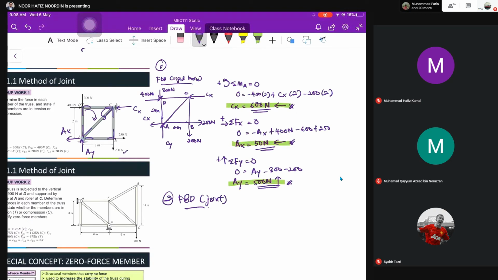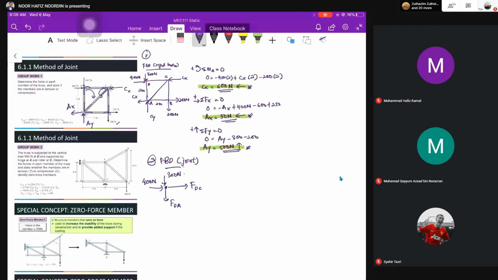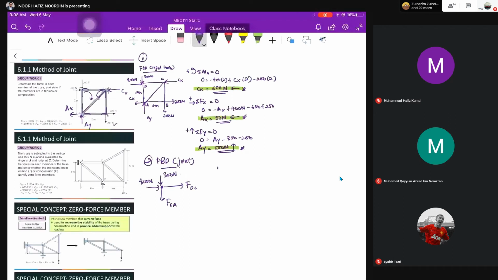So you start with either point D or B. Let's say I take point D first. So at point D, I start. So FDC must be outward, and then we have FDA, and then we have the 400 Newton force, and then 300 Newton. From this, we calculate using the assumption Fx equal to 0.